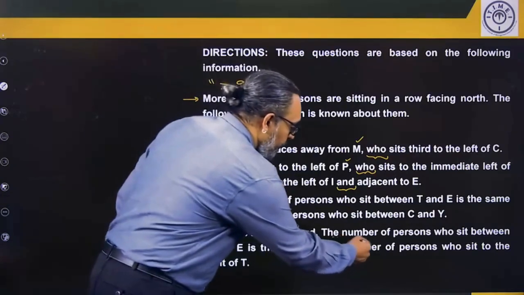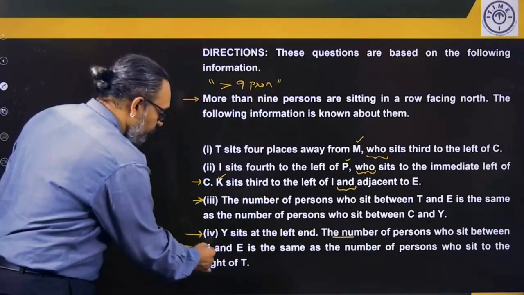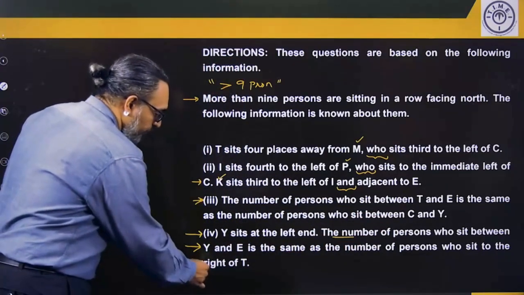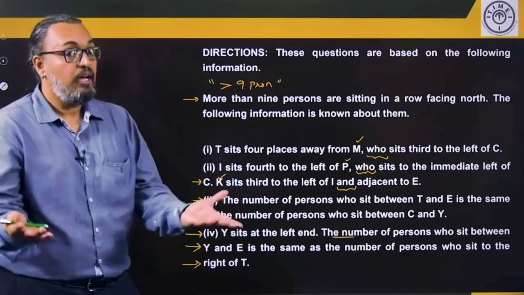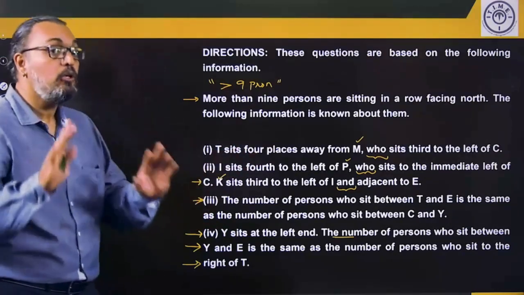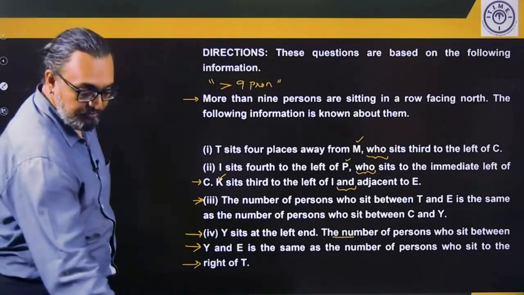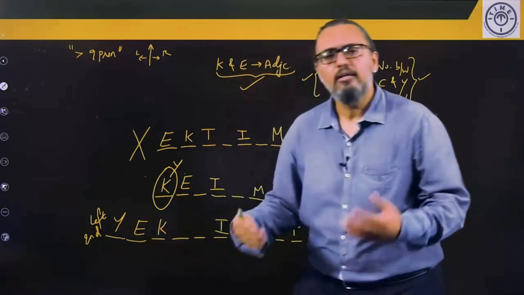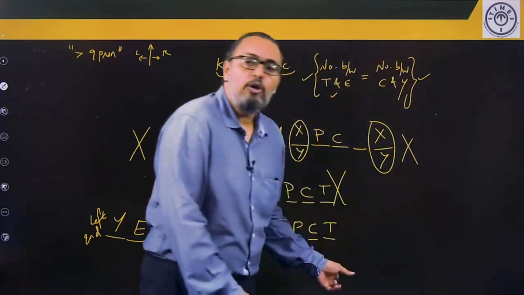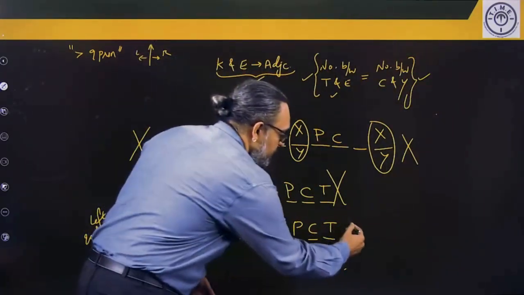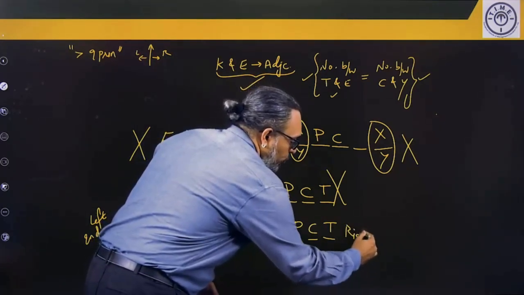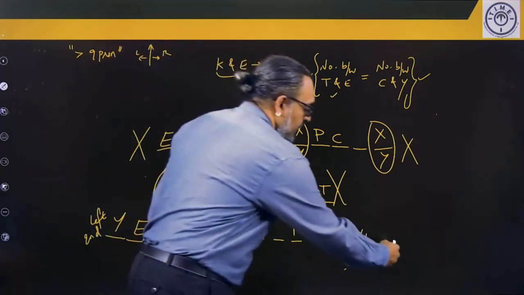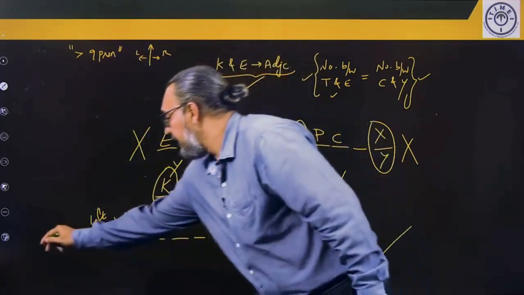He says the number of persons who sit between Y and E is same as the number of persons who sit to the right of T. So between Y and E, how many are there? On the right side of T also, you need that many. Now check here, between Y and E how many are there? 0. Then to the right side of T also you should have 0. That means this is to be understood as the right end. I cannot add any more persons here. So this will be our final arrangement.